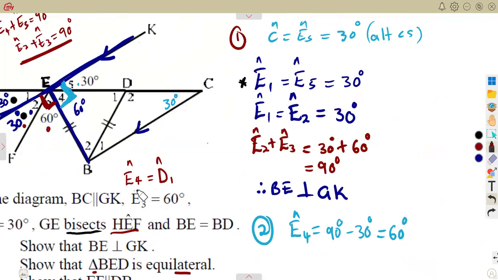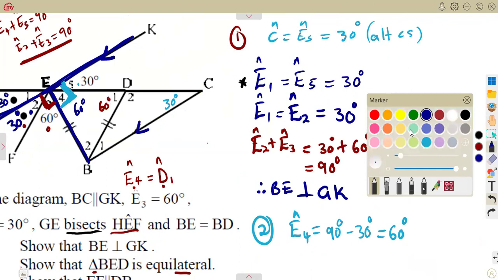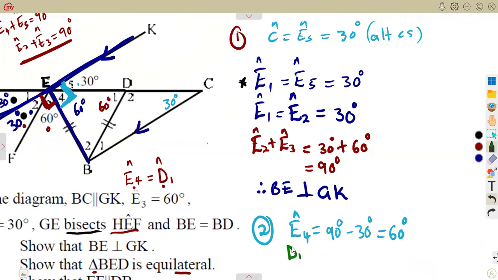Remember that E4 and D1 are equal. I stated that. So by finding this, we are finding angle D1 at the same time. Remember, D1 is equal to angle E4, which is equal to 60 degrees. Remember, from the sides which are equal, we talk of what? Angles opposite. Angles opposite what? Equal sides.